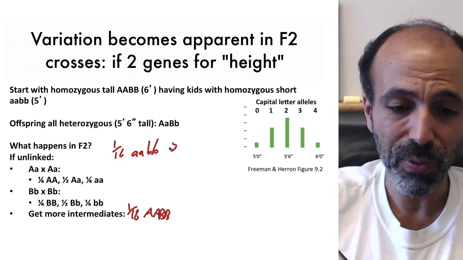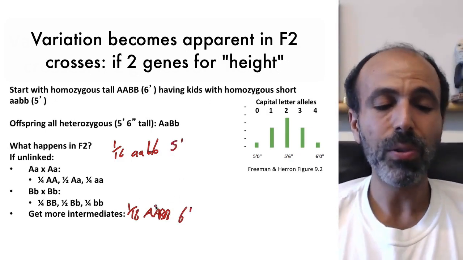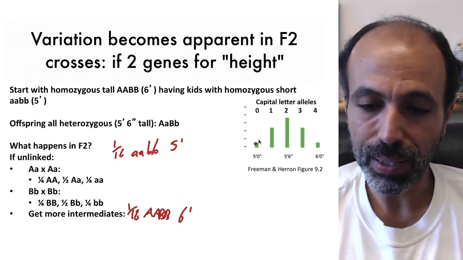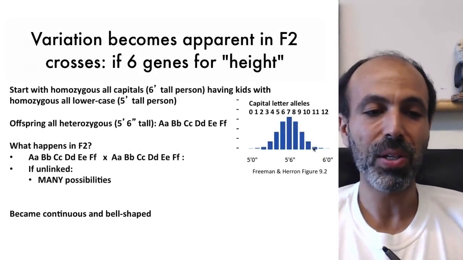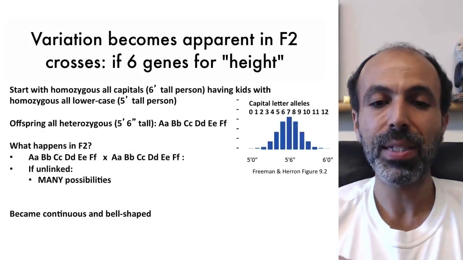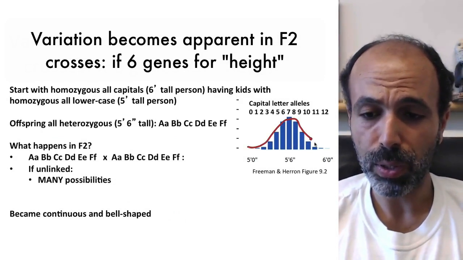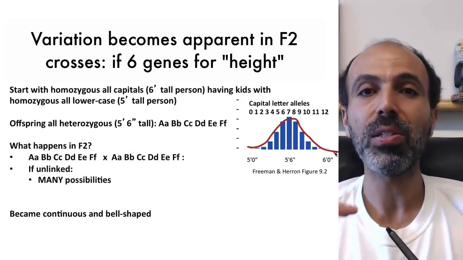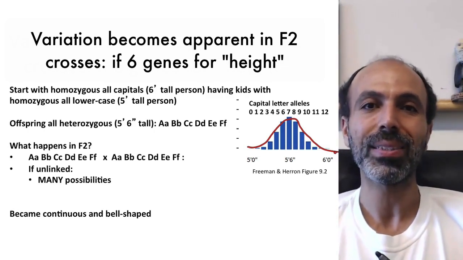This would be the one that would be 5 foot tall. This would be the individual that would be 6 foot tall. But all the rest would be intermediate. And this is, again, the spread that you see. And finally, this is the example we actually saw, that if you have 6 genes for height, you generate this virtually normal-looking distribution, or bell curve. It's continuous and it's bell-shaped. It's not exactly continuous, but it looks pretty close to continuous in this case.